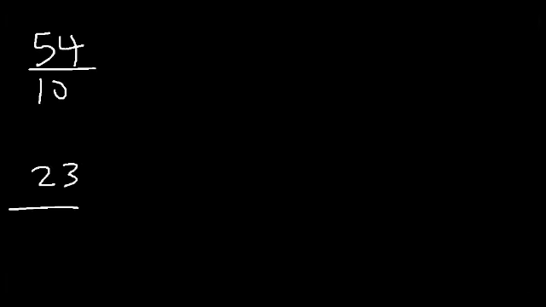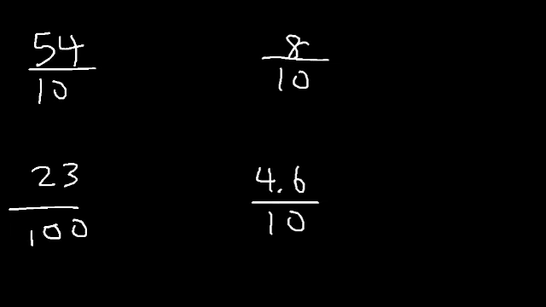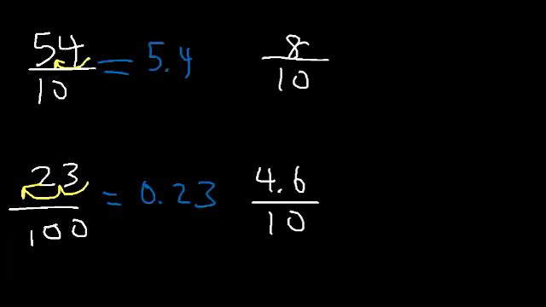So with that in mind, go ahead and simplify these fractions. Convert them into a decimal. Let's say if you have 54 divided by 10, 23 divided by 100, 8 over 10, 4.6 over 10. Try those. So 54 divided by 10, that's 5.4. 23 divided by 100 is 0.23. So you move the decimal place 2 units to the left. Here, just 1 unit. 8 divided by 10, that's 0.8. 4.6 divided by 10 is 0.46.